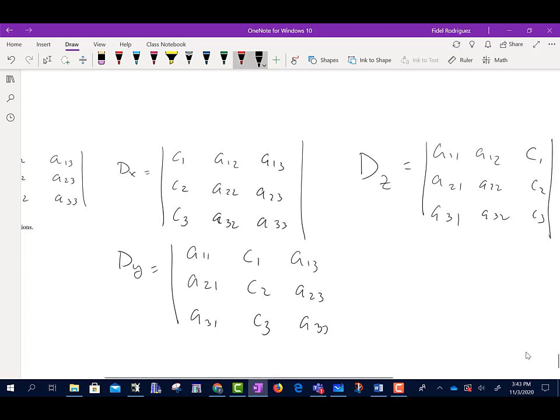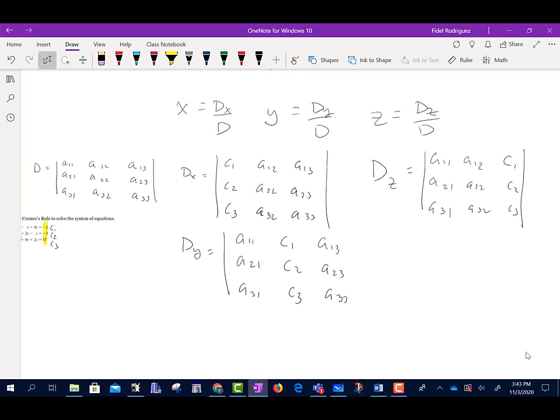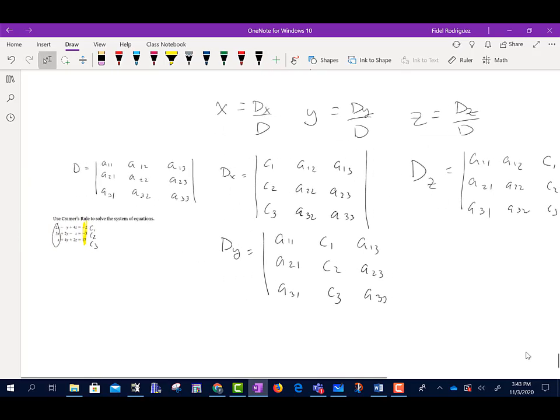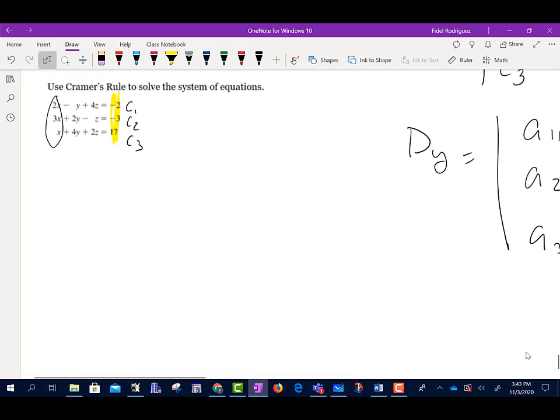And then we're going to do it the same way we've been doing before. X is going to be dx over d. Y is going to be dy over d. And z is going to be dz over d. Okay. So this is basically like my formula. And so what we're going to do next is see, can we figure this problem out, okay? So first thing I'm going to do, let me zoom in.